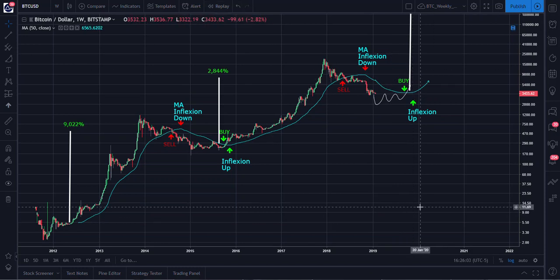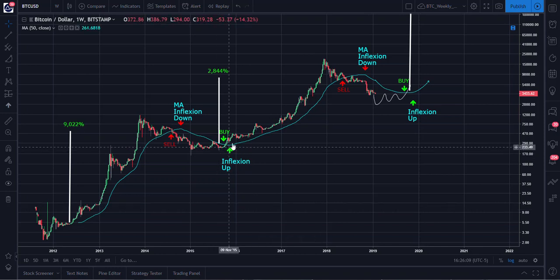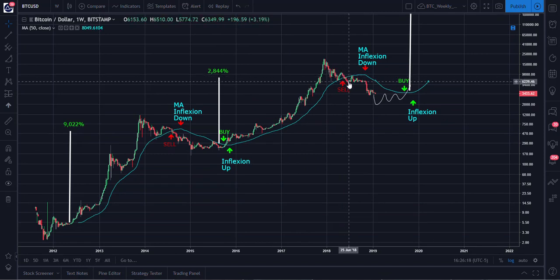So again, this is the simplest trend following method. You buy when price crosses to the upside of the 50-week moving average. You sell when price crosses to the downside of that same moving average. Very simple. And then you sit on your hands until you see another buy signal.